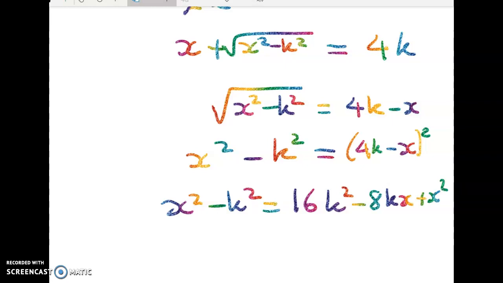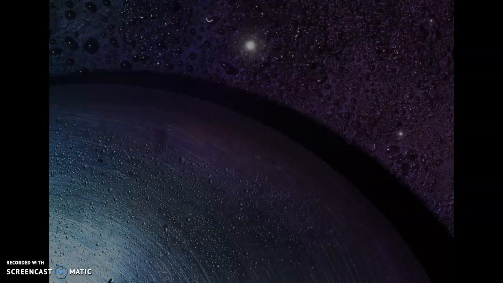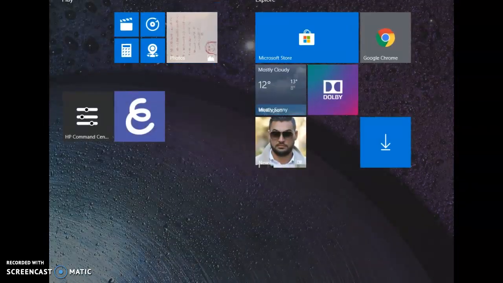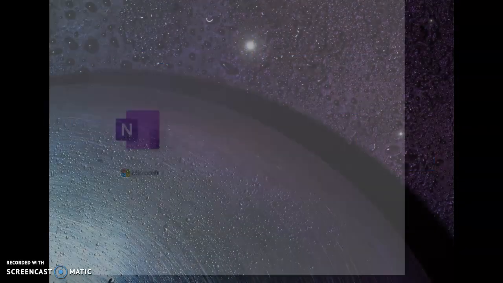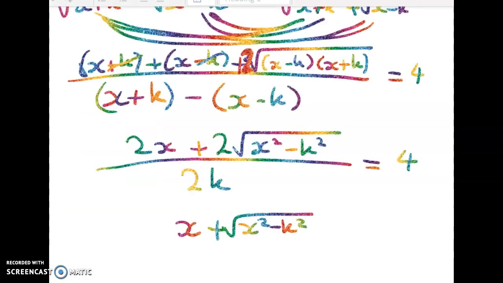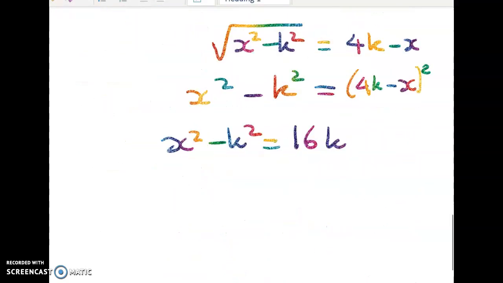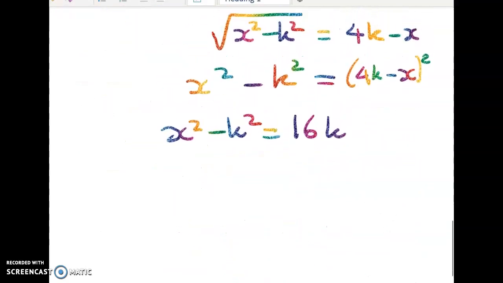The x squareds go. Something weird's happened to the pen. Oh, don't know what happened. Well, complete shutdown of OneNote. Wonder if the recording's still going. There we go. Right, where have we got to? We got down to here. What a disaster-filled video.